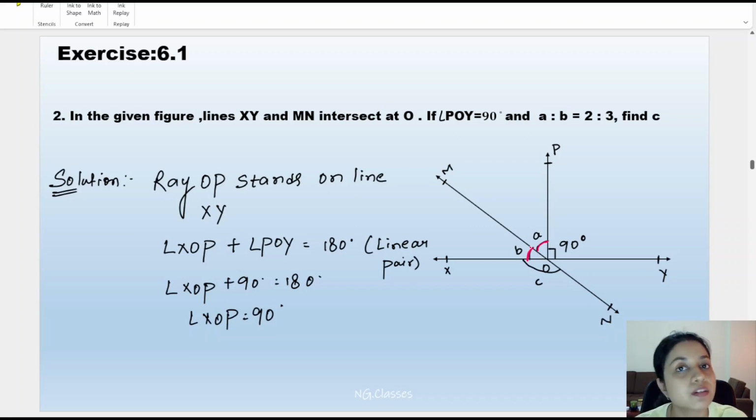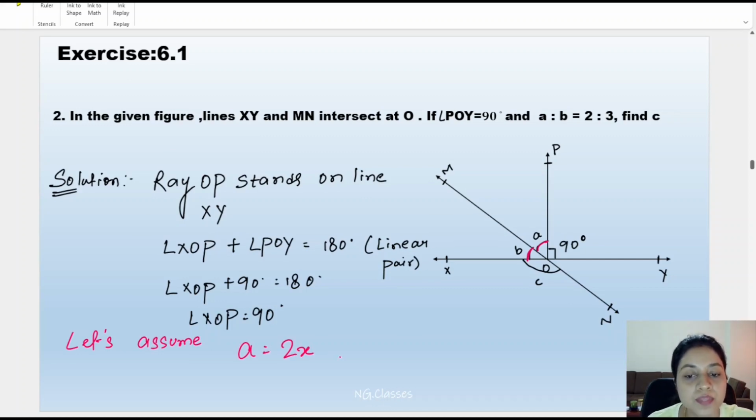Here we have the ratio of A and B, that is A is to B equals 2:3, and whenever we have to separate any ratio, we can do that by multiplying the same term or the same variable with each and every part. So here let's assume A is equal to twice x and B is equal to thrice x.